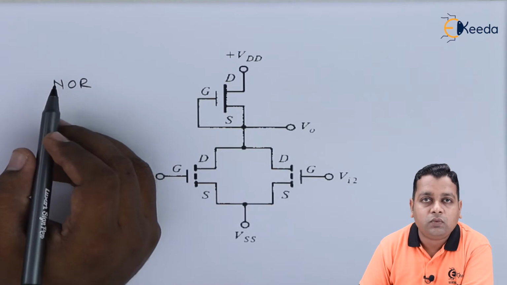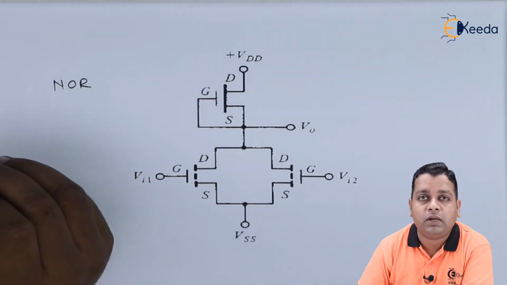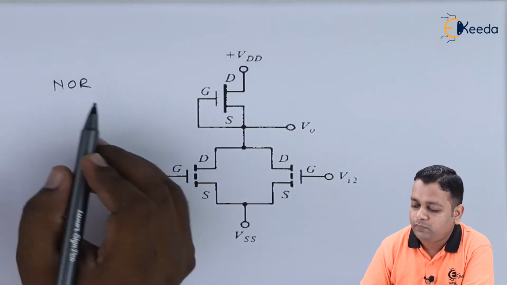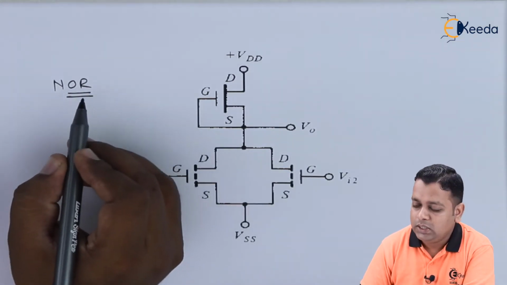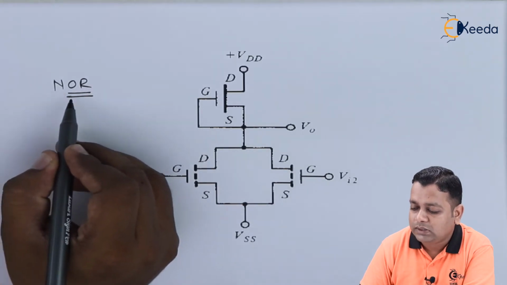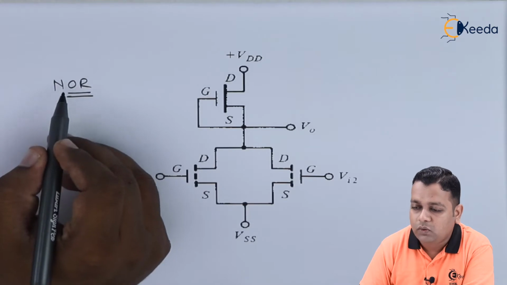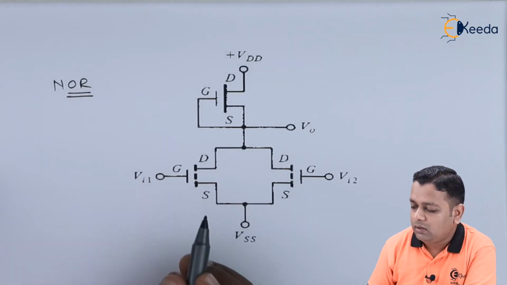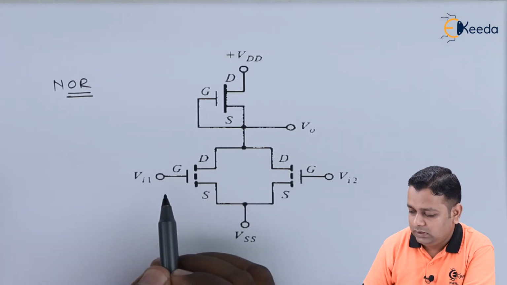NAND was the negation of the AND operation, which is basically the multiplication of the two bits. Here the OR operation is the bit addition, so the negation of the bit addition is nothing but the NOR operation, and this is made possible with the help of the NMOS transistors that we have just seen.